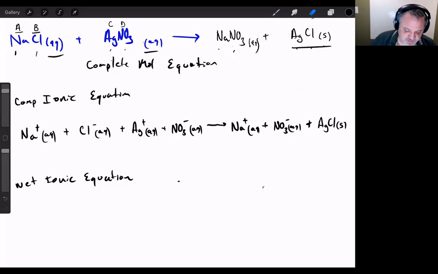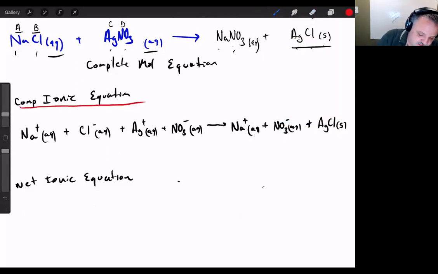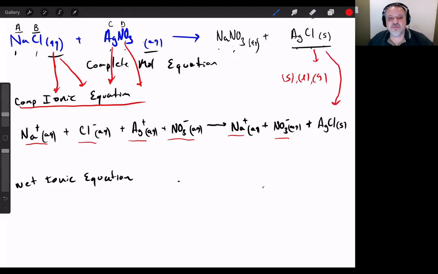So what I'm doing with the complete ionic equation is I'm telling the reader exactly how things appear in the solution from the perspective of the ions. If they're aqueous, then they actually are floating freely and not associated with each other. And so I write them as if they are sort of broken up and floating freely and not associated with each other. If they're solids, liquids, or gases, they're actually together as a compound, and I need to write that down that way as well.